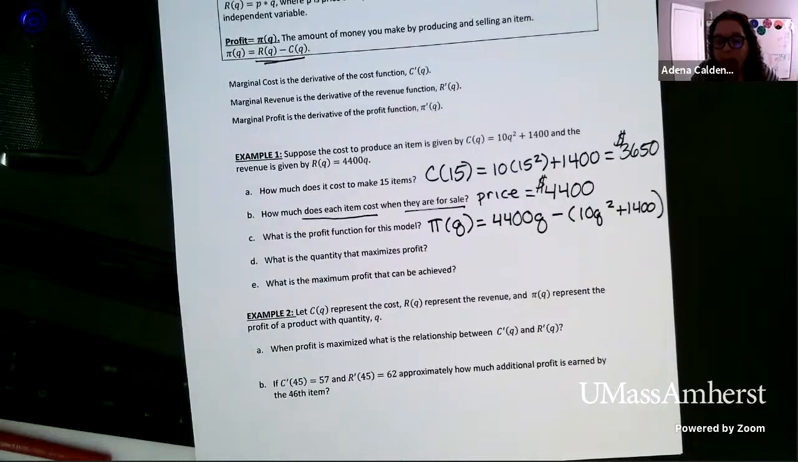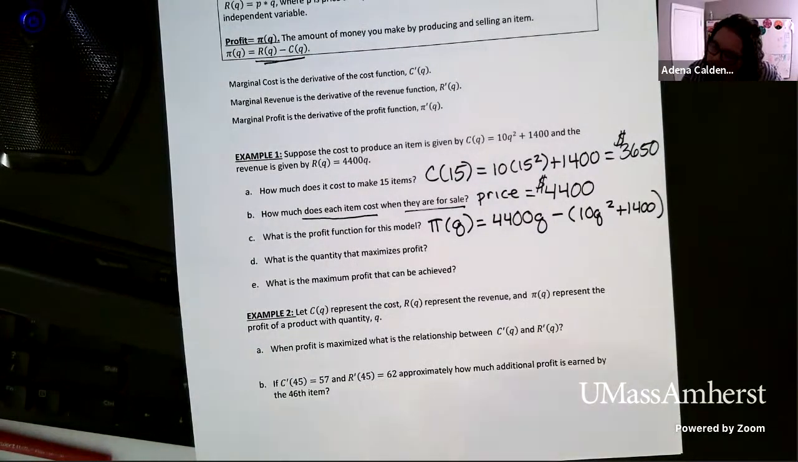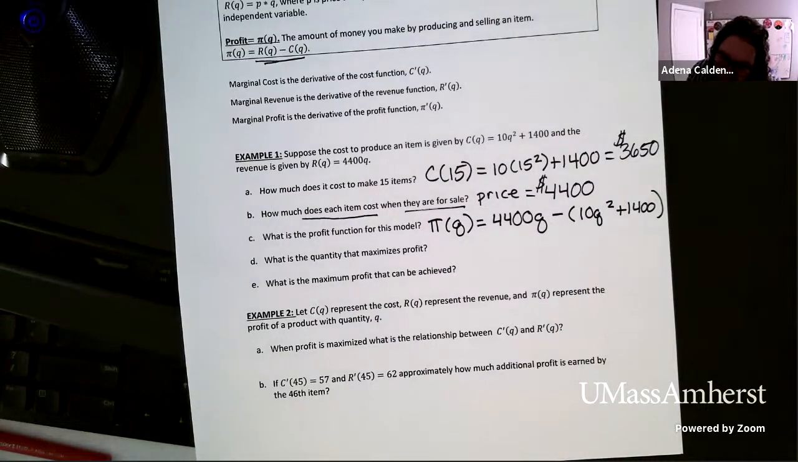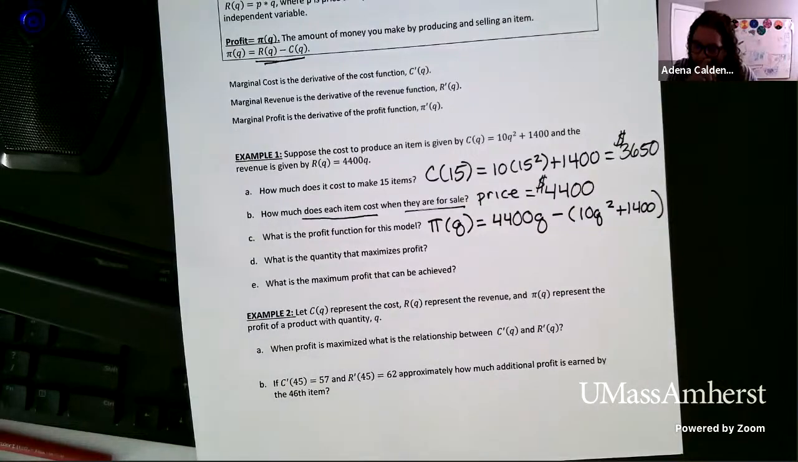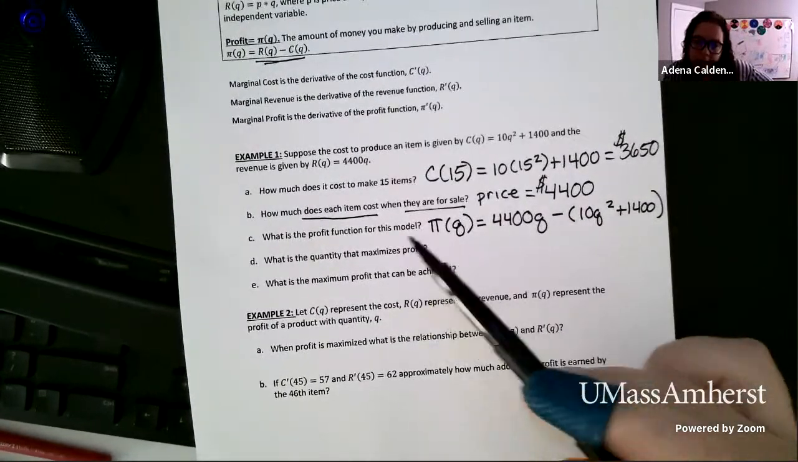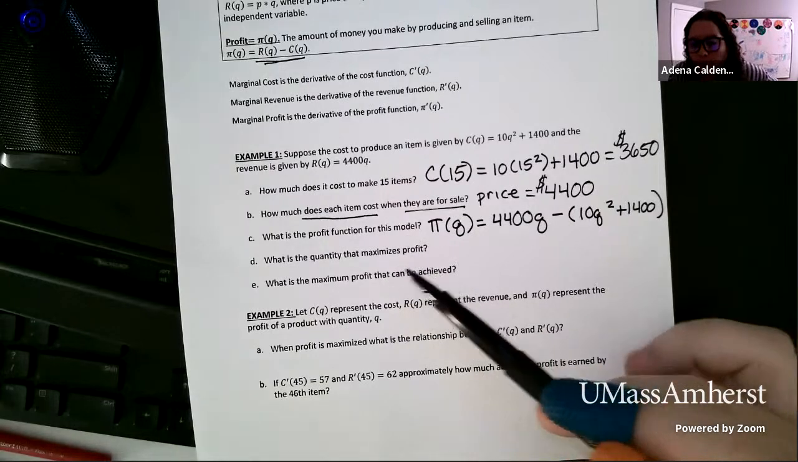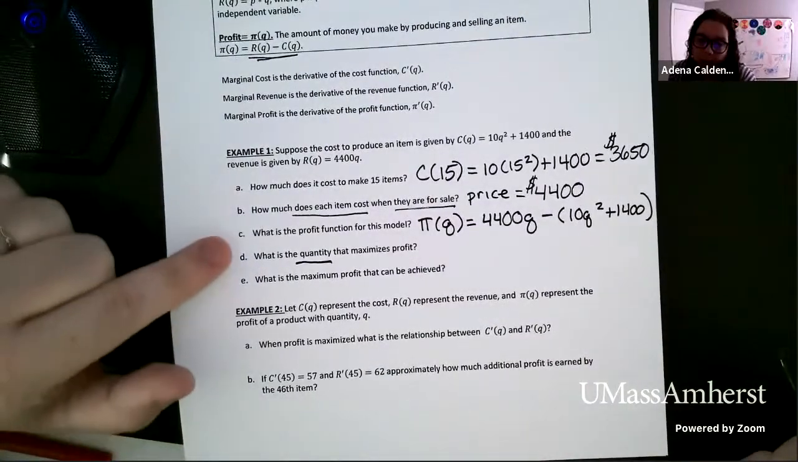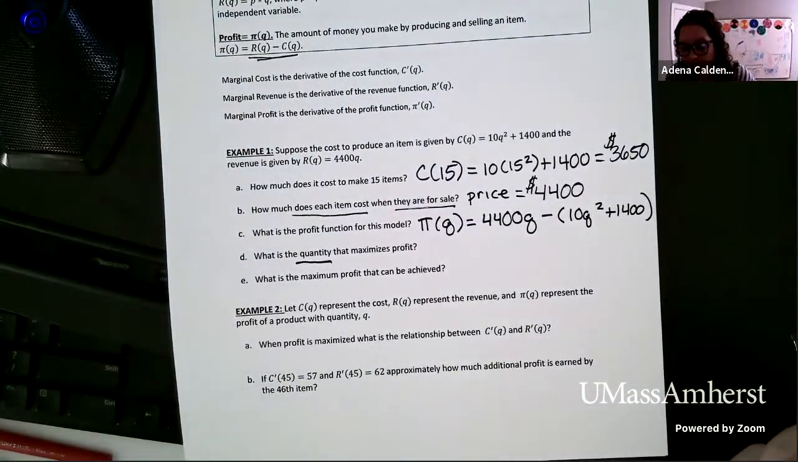Okay. So setting up the profit function is important for us for parts D and E, because that's what we're going to be working off of. But we were able to set up profit functions from what we did before. Okay. So now is where we get into this maximization. What is the quantity? So we're looking for a Q that maximizes profit. Okay, so when you think maximums, the first thing you should think is critical points.